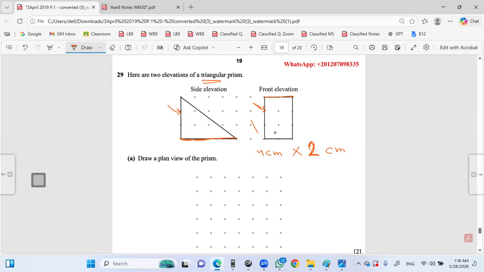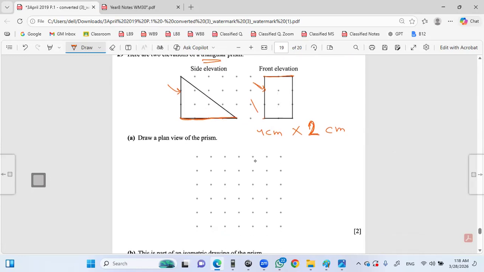Imagine looking at this triangular prism from the third floor of a building. You're going to see a rectangle. The top view is going to look like a rectangle. What are the dimensions of that rectangle? The depth of the shape is going to be 4 centimeters, and the width is going to be 2 centimeters. So the plan view is any rectangle that is 4 by 2. Definitely you need a ruler.